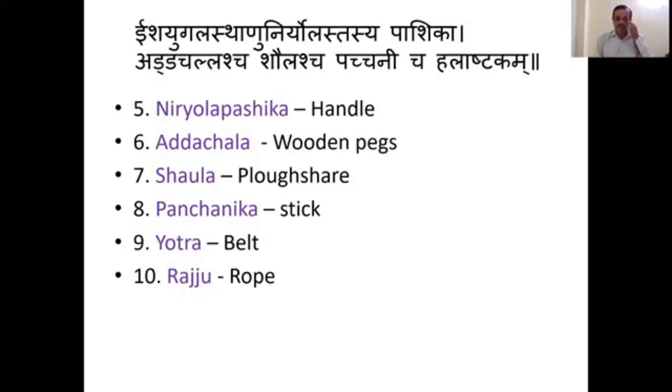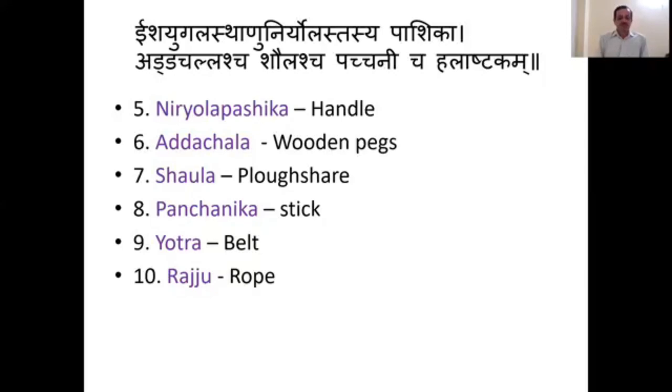Then Niryola Pashika and Adachalla should each measure 12 angulas. The breadth of a finger is 1 angula, and 12 angulas make 1 vitasti. Shaula should be of an aratni, the distance between the elbow and the tip of the little finger. Pachani should be strong, made of bamboo, Bambusa arundinacea, with an iron end, and should measure 12 and a half or 9 fists.